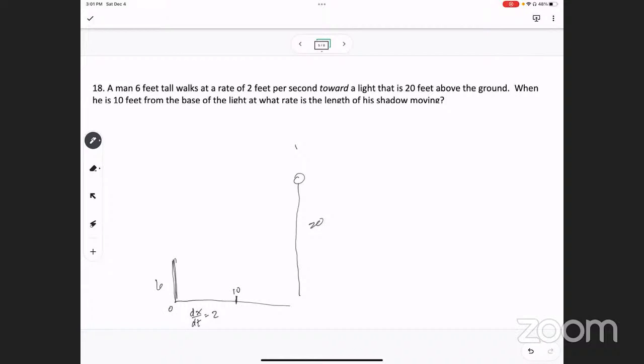We'll call this 0. No, I'm sorry. We'll call this 0. He's 10 feet away. When he's 10 feet from the base of the light, at what rate is the length of his shadow moving? Okay, so his shadow is going to be, here's what his shadow does. Let's draw the picture so we can understand. That's the shadow length.